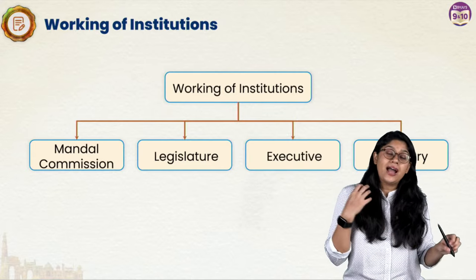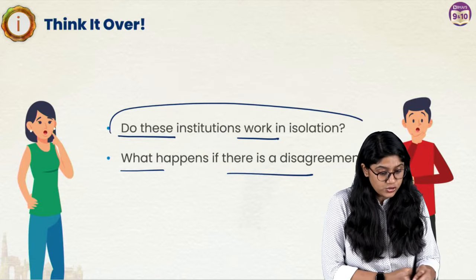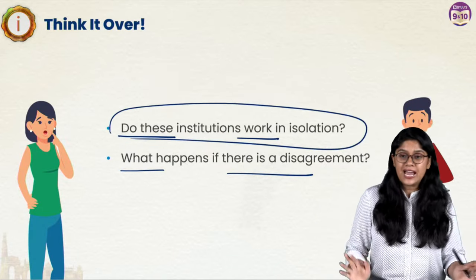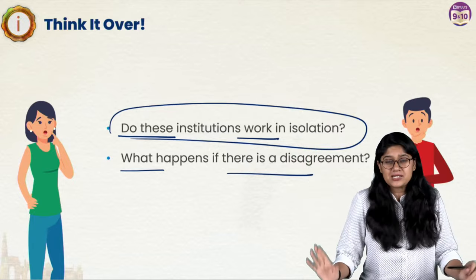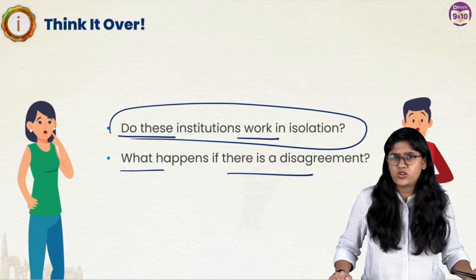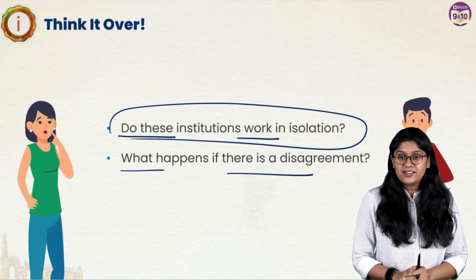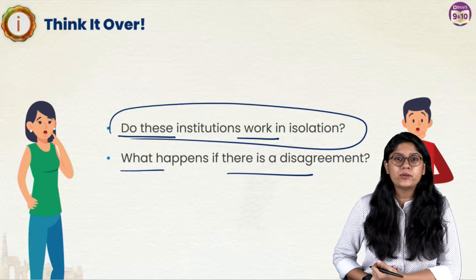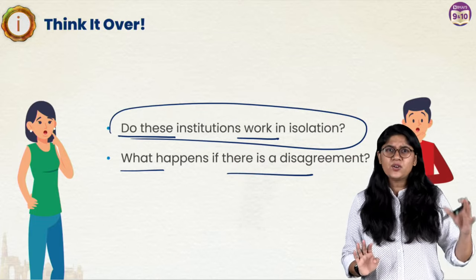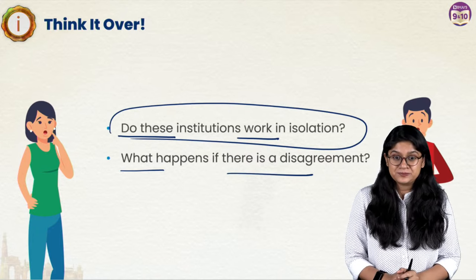So adding on to that, if I have to ask you, do you think that these institutions work in isolation? Is it that the judiciary department will say, you know what, I will just work for the judiciary part, I don't know what is happening in legislative or the executive? Or do you think that the legislature will say, I am the one who will be making and doing everything, I don't need help from the executive and the judiciary? What do you think about it?